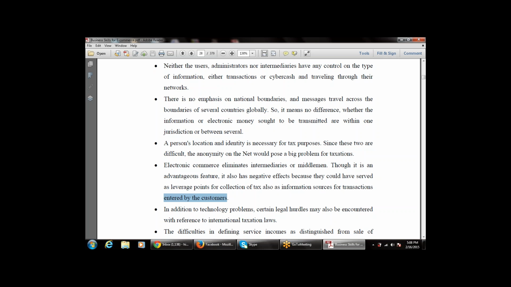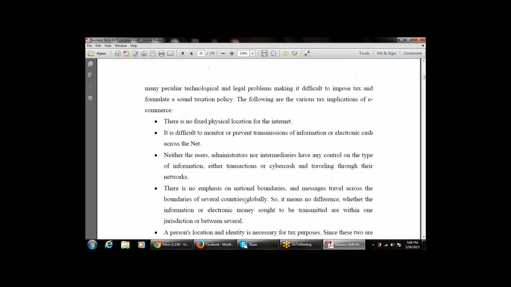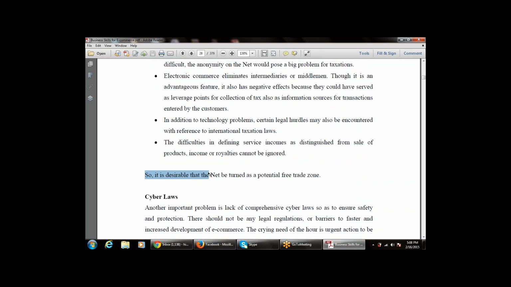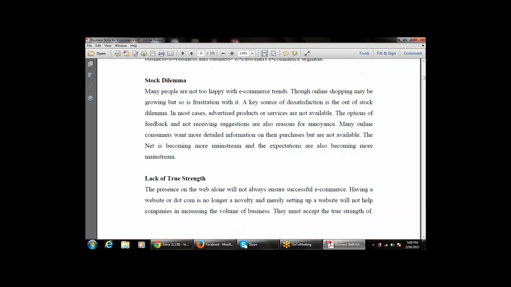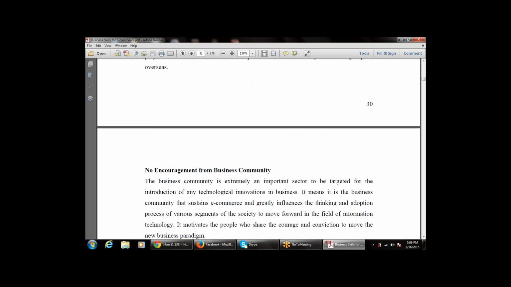Next point says the difficulties in defining service income as differentiated from sale of products, income or royalties cannot be ignored. That is, there are difficulties in differentiating service income from the sale of products, income or royalties among the various parties in e-commerce. These are the various limitations on tax imposition. So it is desirable that the net be termed a potential free trade zone, because anyone can access it at any time, 24 by 7, 365 days. So there is no hand binding of the people there.